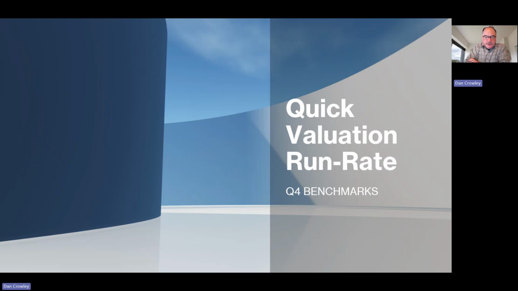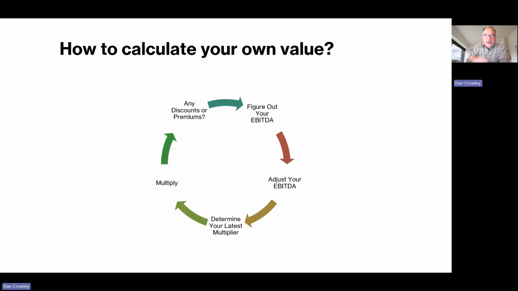So first, what do I need to do? All right. So the way this works to calculate your value is we're going to first start by figuring out your EBITDA. Then we're going to adjust it. Then we're going to determine what the latest multiplier you should use is. Then we're going to multiply. And then any discounts or premiums that we need to consider need to be taken into consideration, right?